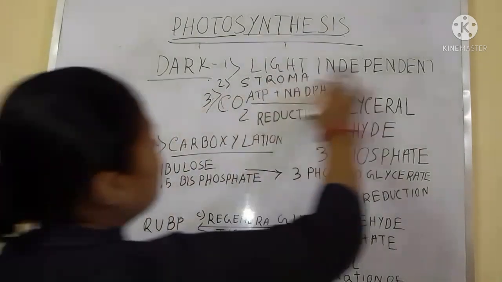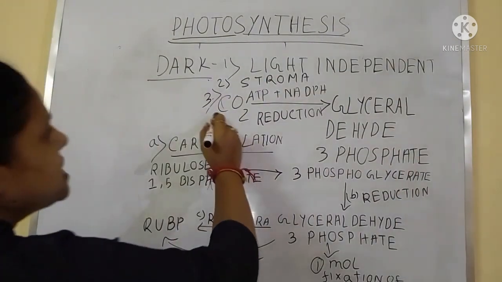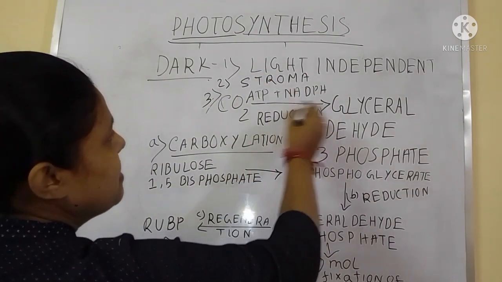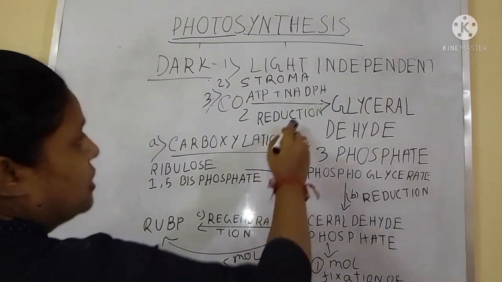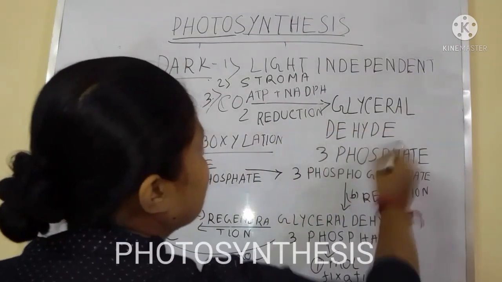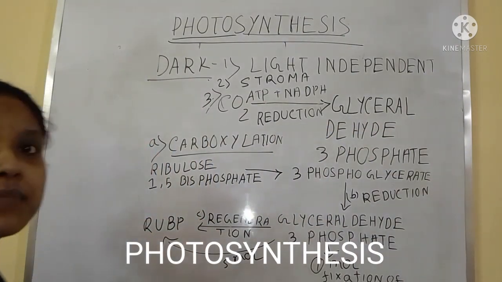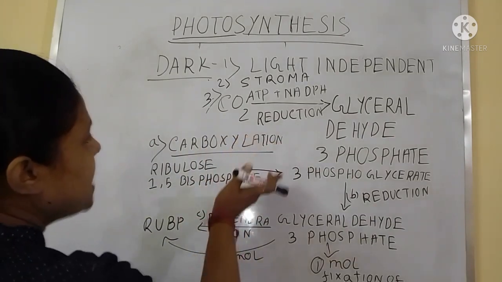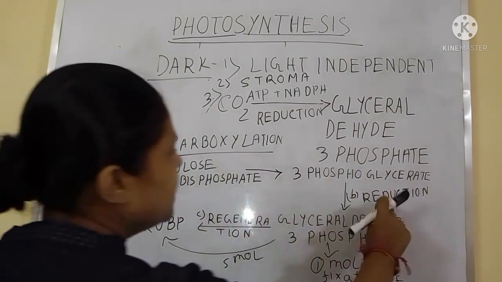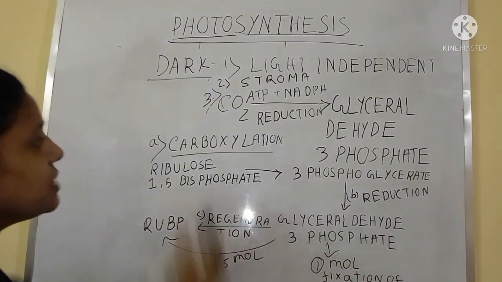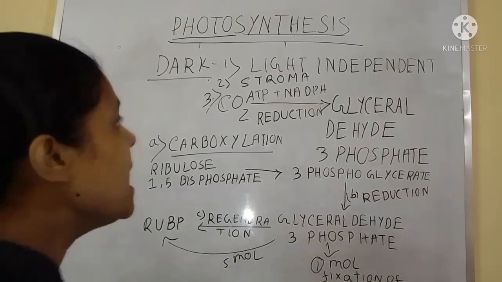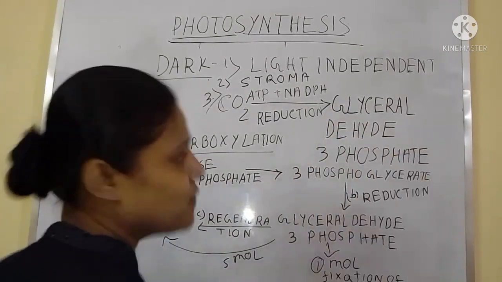And actually, what reaction occurs here? The CO2 in presence of ATP and NADPH forms glyceraldehyde 3-phosphate. Okay, and here are the 3 steps: carboxylation, reduction, and regeneration. These 3 steps are very important for the fixation of carbon into glyceraldehyde 3-phosphate.